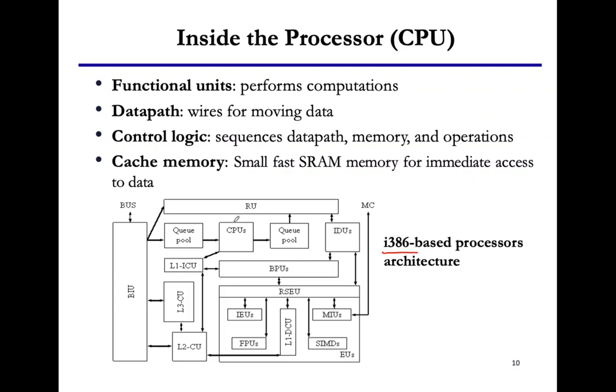Here in this diagram, you can see the Intel 386 based processor architecture. In this processor architecture, you find the CPU, the central processing unit. The central processing unit is connected with the queues, and it is connected with the ICUs. Here you can see the cache memories. We say L1 cache, L2 cache, L3 cache. Here is the L3 cache, here is the L2 cache. These cache memories exist on the central processing unit itself.